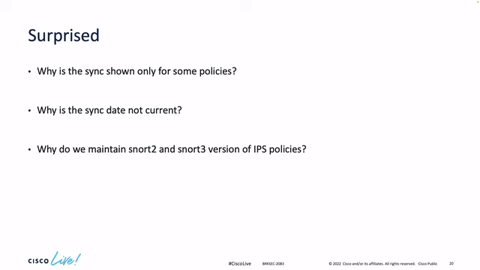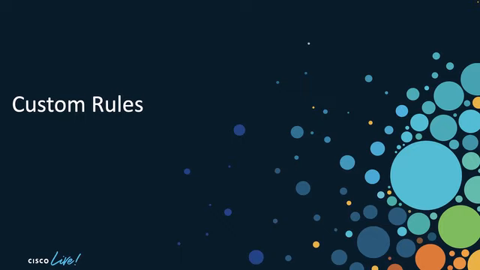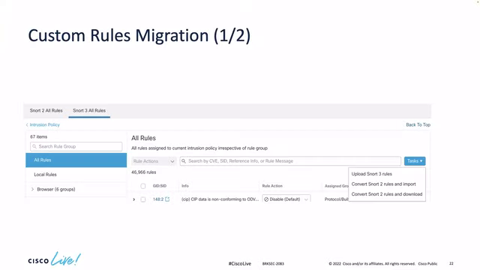This brings us to the end of this section, and the next section now is migration of custom rules. As we covered in the agenda, we all have custom rules which we have created on top of the rule updates that are provided by Cisco. These custom rules form a crucial and integral part of our IPS policies. In this section, we'll look into how do we migrate these rules as part of our strategy to move from Snort2 IPS rules to Snort3 IPS rules.